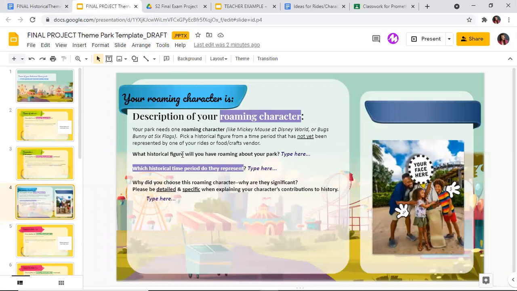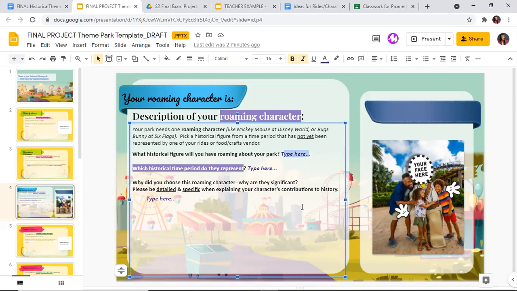Going back to our template again, you'll see that it says your roaming character is. I recommend you add a text box and put their name over here. You see here that you have a placeholder for a character's face. I would really like you to put an image here. Then you're going to tell us who your roaming character will be, the time period they represent, and a detailed and specific explanation of why you chose this character. In other words, what is their historical significance? Let's look at an example.